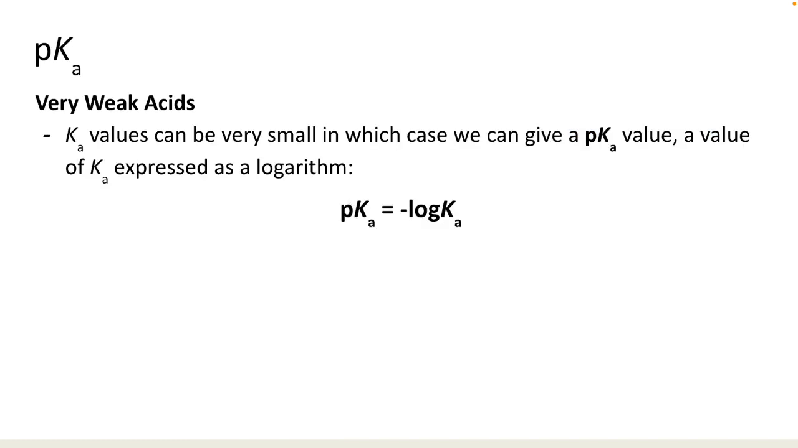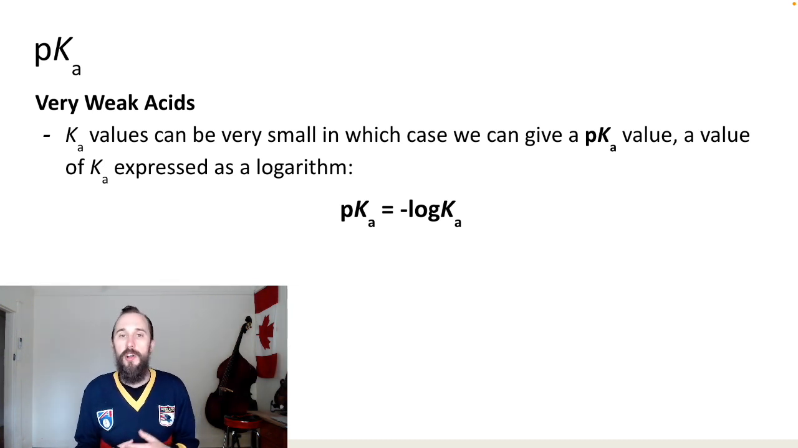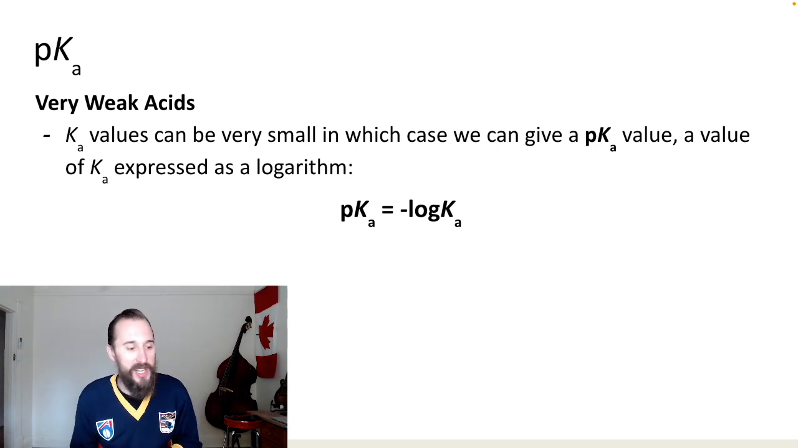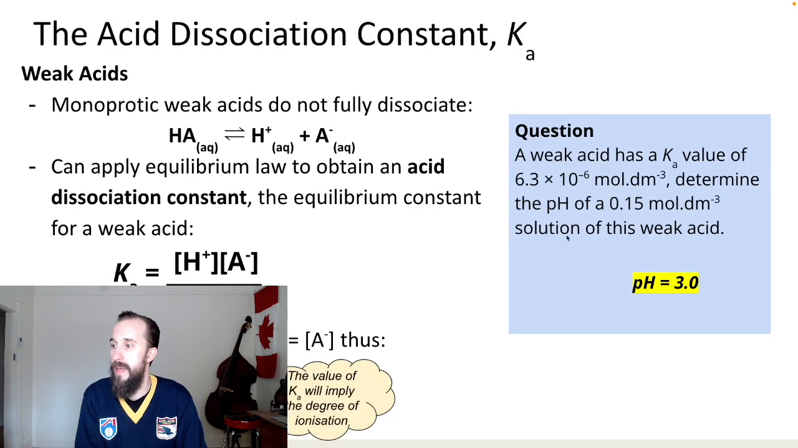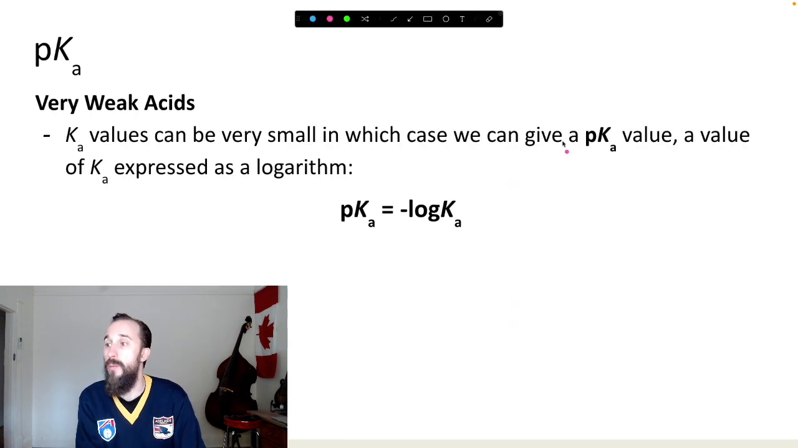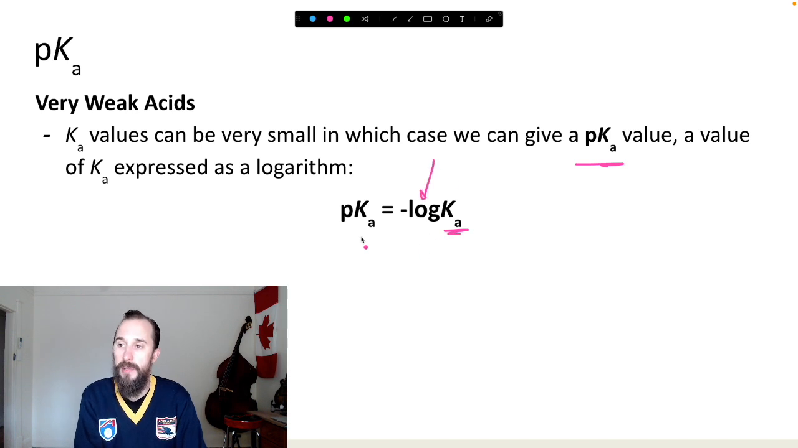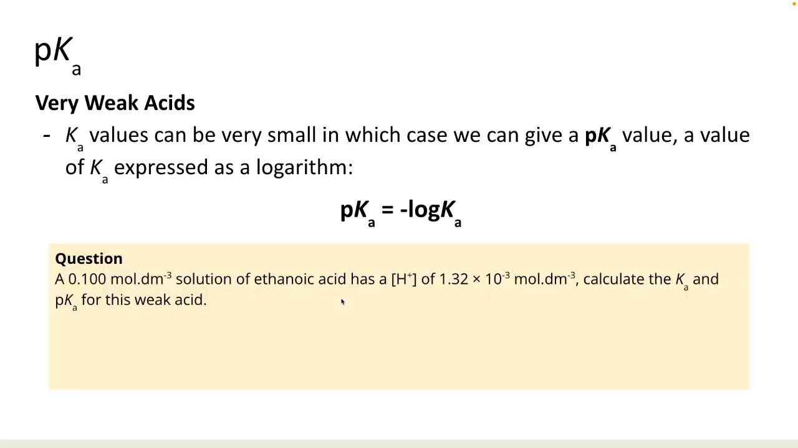Now, what if we're given very weak acids? Well, the same way our pH is on a logarithmic scale, we can put our acid dissociation constants on a logarithmic scale as well to get a pKa value. Ka values can be very small, as we saw just here. We had a pretty small number there. In which case we can give a pKa value, which is just the value of Ka expressed as a logarithm. So if you've got the Ka value, you can get the minus log of that, and that gives you a pKa value. And again, the idea is it's just giving us some nicer numbers to deal with.